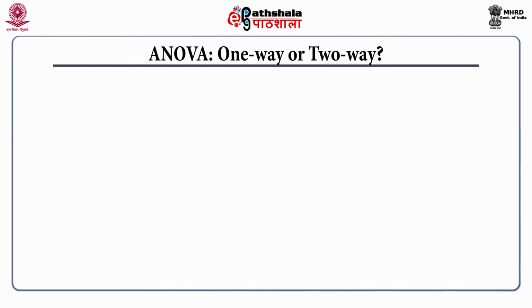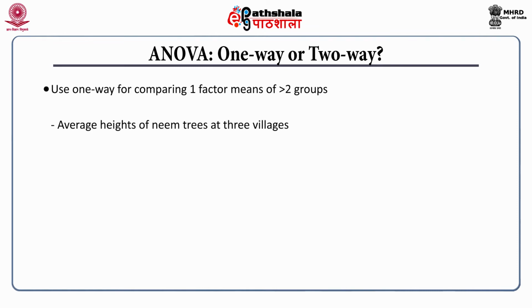So which ANOVA should I use? Is it one-way or two-way? It depends upon how many factors there are, right? One-way ANOVA is for comparing one factor means of more than 2 groups. For example, average height of the neem trees at 3 villages, or average groundwater arsenic levels at 4 districts in Gujarat. So here the response variable is only one, that is average height, right?